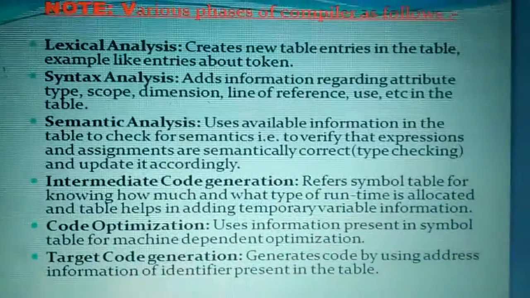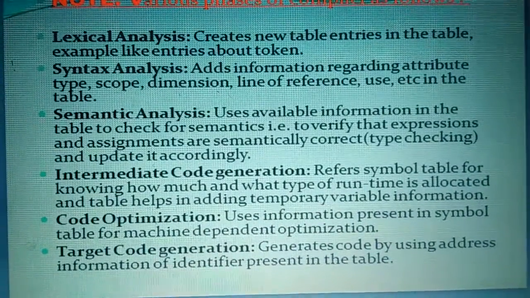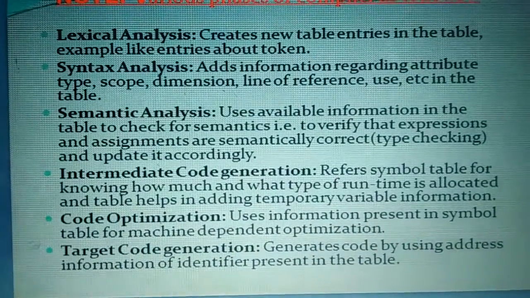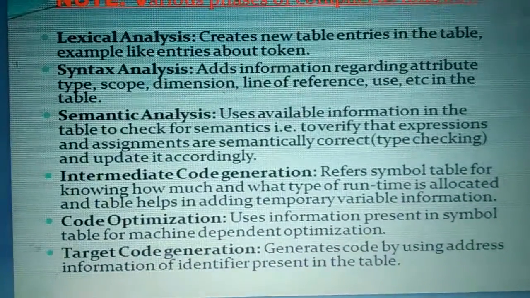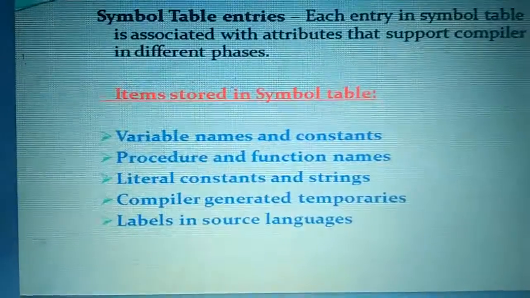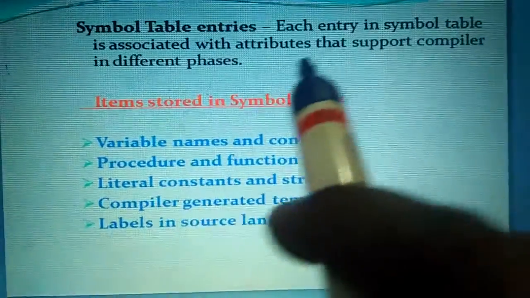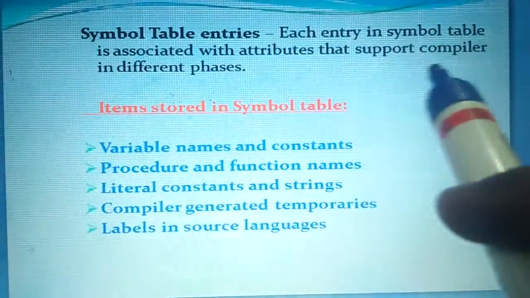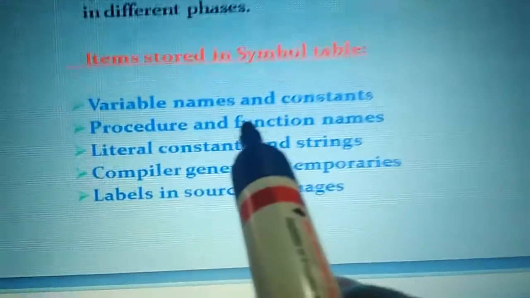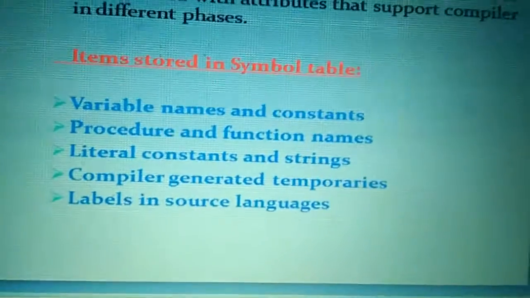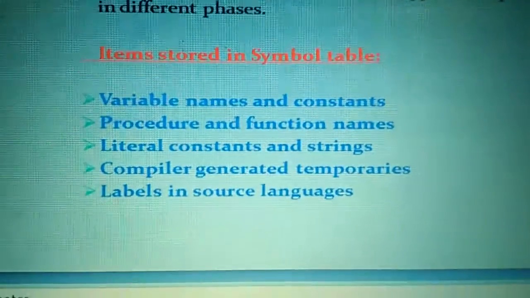So here I have made the prerequisite of why we need the lexical analysis. What is the backend story of the symbol table, and by making use of the symbol table, the symbol table makes sense and has importance in the several phases of the compiler. Each entry in the symbol table is associated with attributes that support the compiler in different phases. As I said, they themselves play very important roles in the respective phases of the compiler.